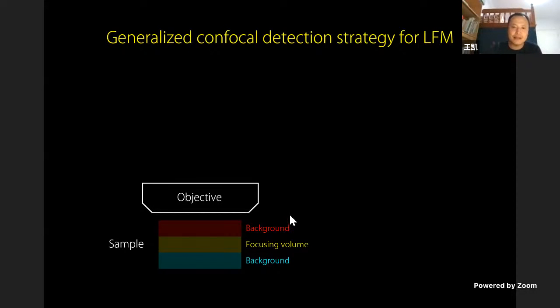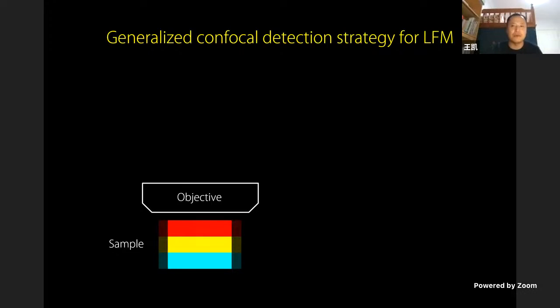So let's look at these schematics again. Imagine that we have a sample. We have a focus volume in yellow, which we want to get high resolution information from. The red and the cyan, above and below the focus volume, are just background we want to get rid of. So in our conventional light field imaging, we use wide field excitation. We illuminate the whole sample altogether. That will cause background. The background cannot get out. We cannot separate background from the in-focus information.